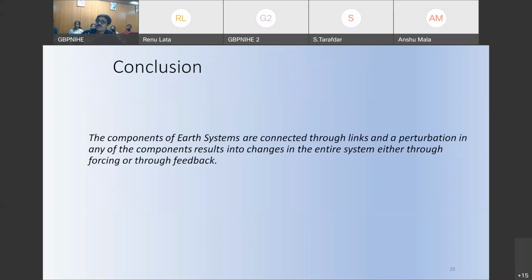So that's all from my side today. I'll conclude with what I always say: the components of our system are connected through links. If there is a perturbation in one of the components, this component tries to send this perturbation to other components through these links. Hence it is very important to understand not only the forcing links, but also the feedback links. Feedback is very, very important.